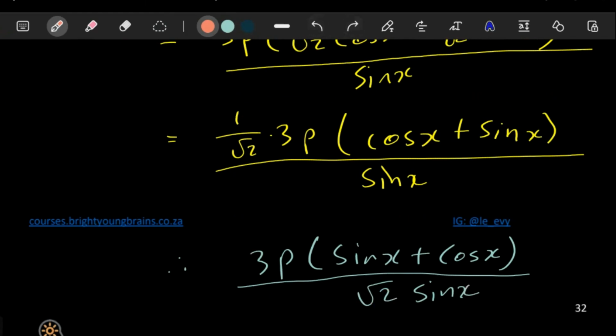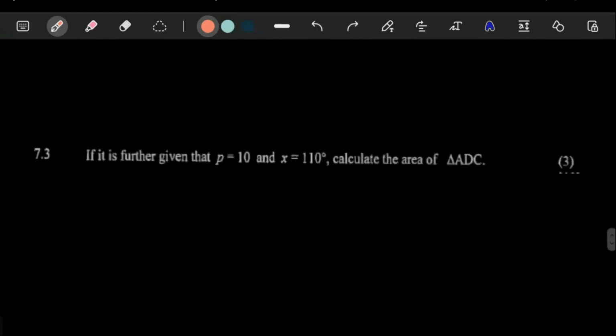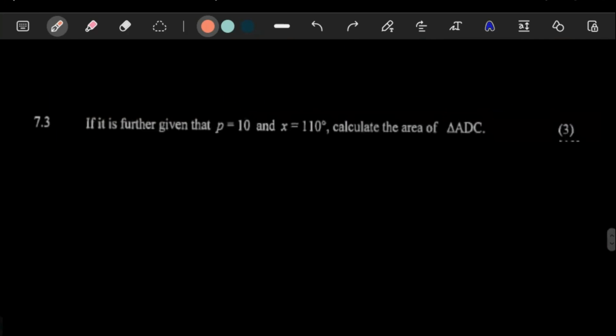So let's keep it moving. What's the next question now? The next question says it is further given that p is equal to 10, x is equal to 110. Calculate the area of ADC. So, calculating the area of ADC, there's A over here, there's D over here, there's C over there.